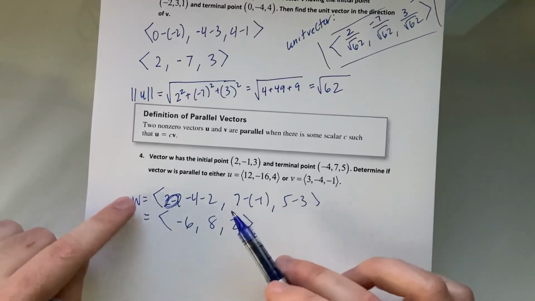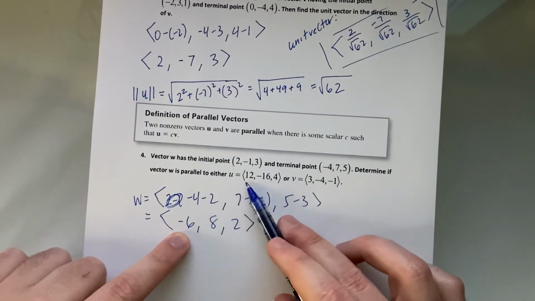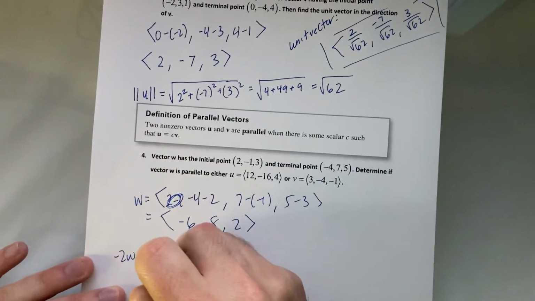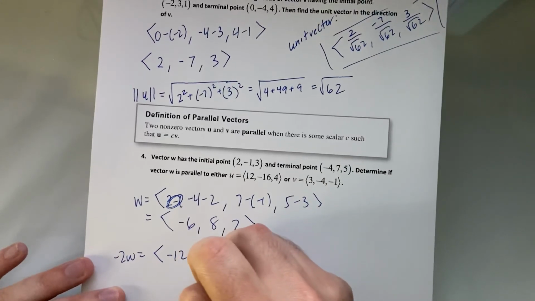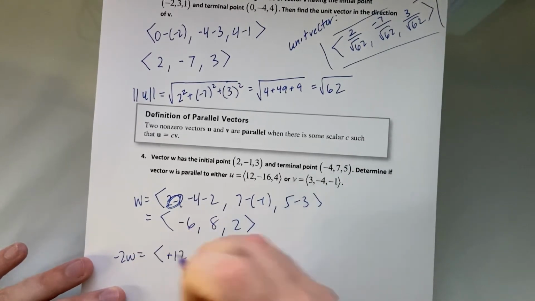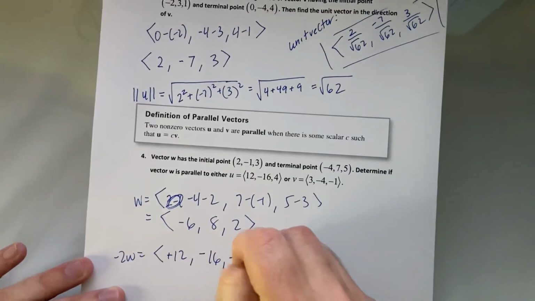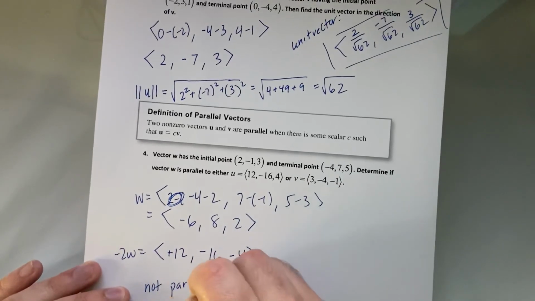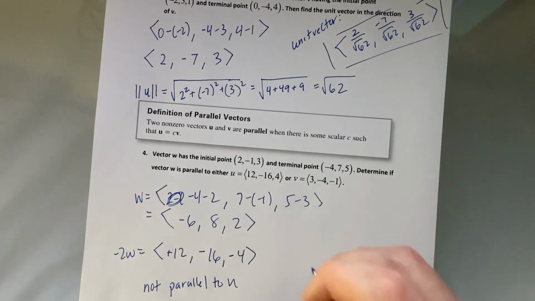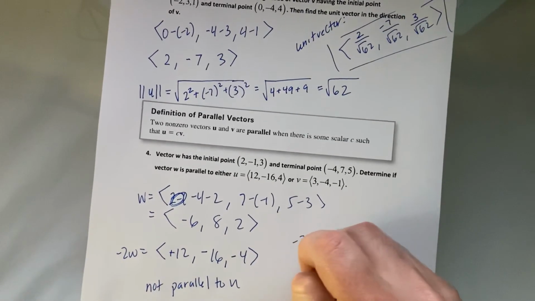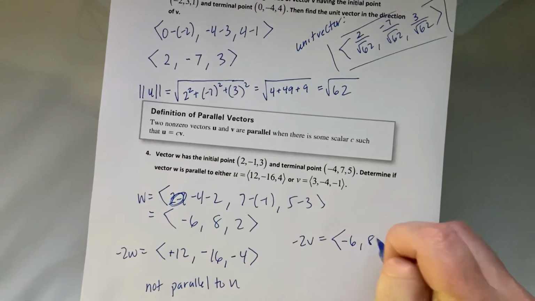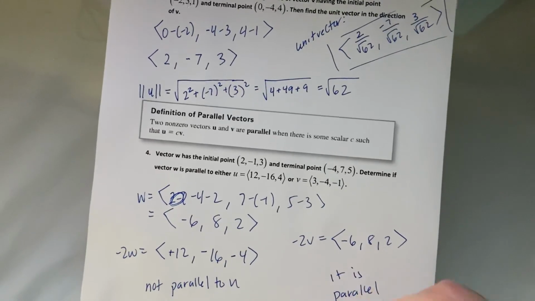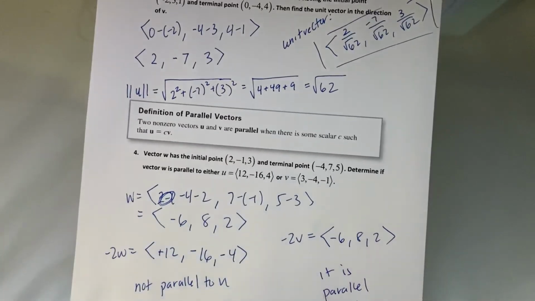Now, if I can multiply by a scalar to get one of these, whatever turns W's first term into u's, if they're parallel, it should turn all of them. So -2W equals 12, -16, -4, which is not the same as u, so not parallel to u. Now for v, -2v equals -6, 8, 2, so it is parallel to v, because that's the same as what W is. And we'll do more in the next video.